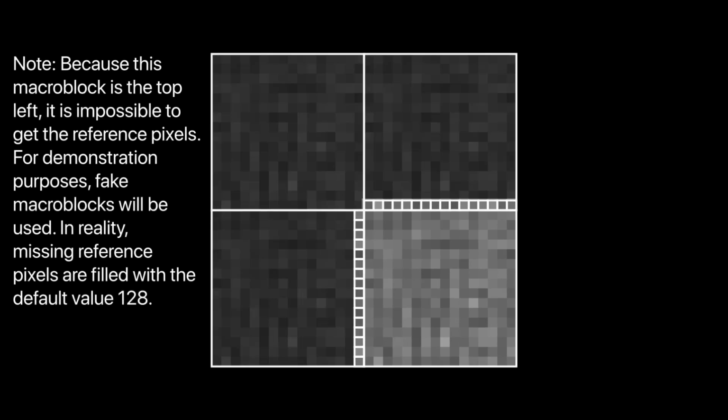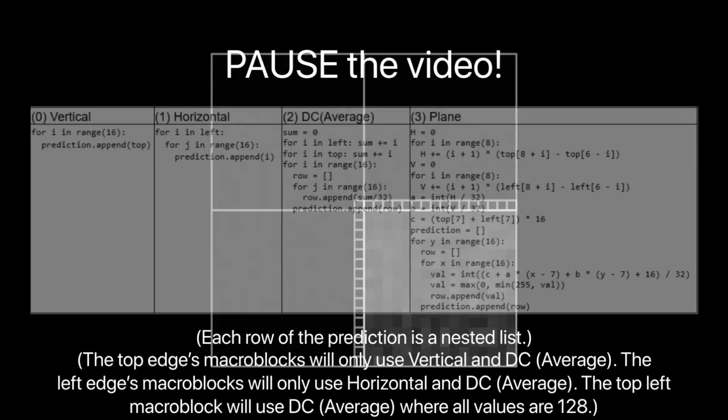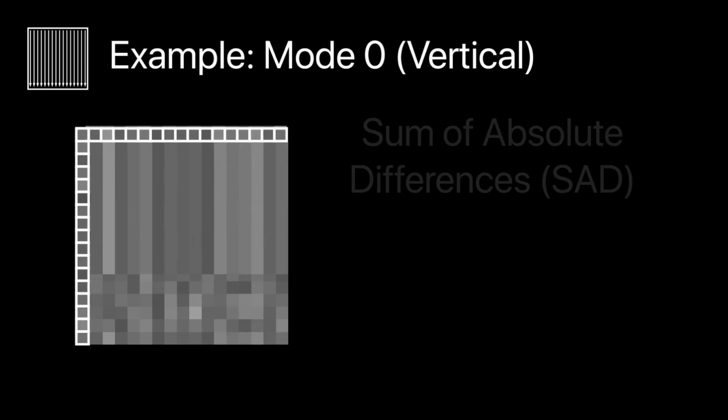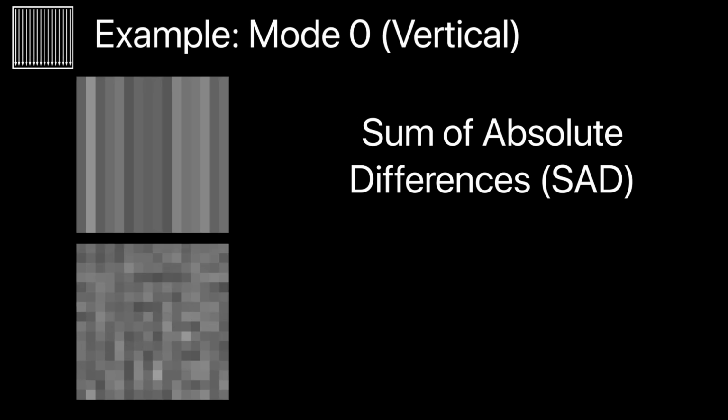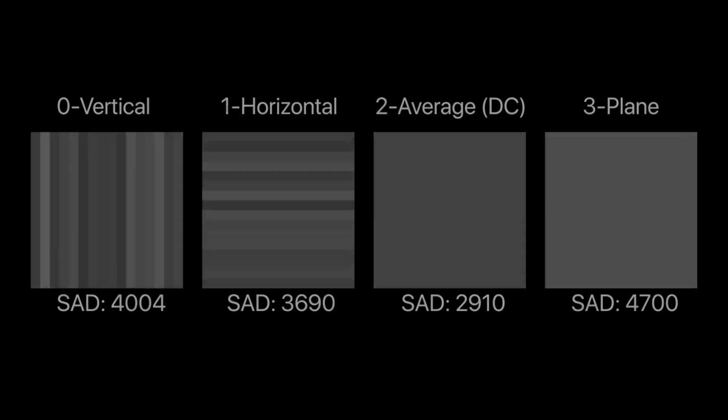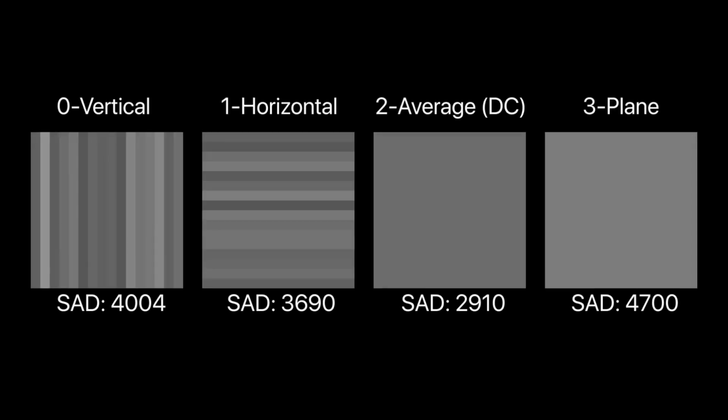To perform the prediction, we need to obtain reference pixels from the first row above, first row to the left, and the top left corner pixel from neighboring macroblocks. Below is a table of Python code to generate our 4 predictions. After each mode, find the sum of absolute differences, or SAD, for each. Subtract the original value of each pixel from the predicted value, and add all absolute differences together. Then, set the best 16 by 16 mode to the one with the smallest SAD.